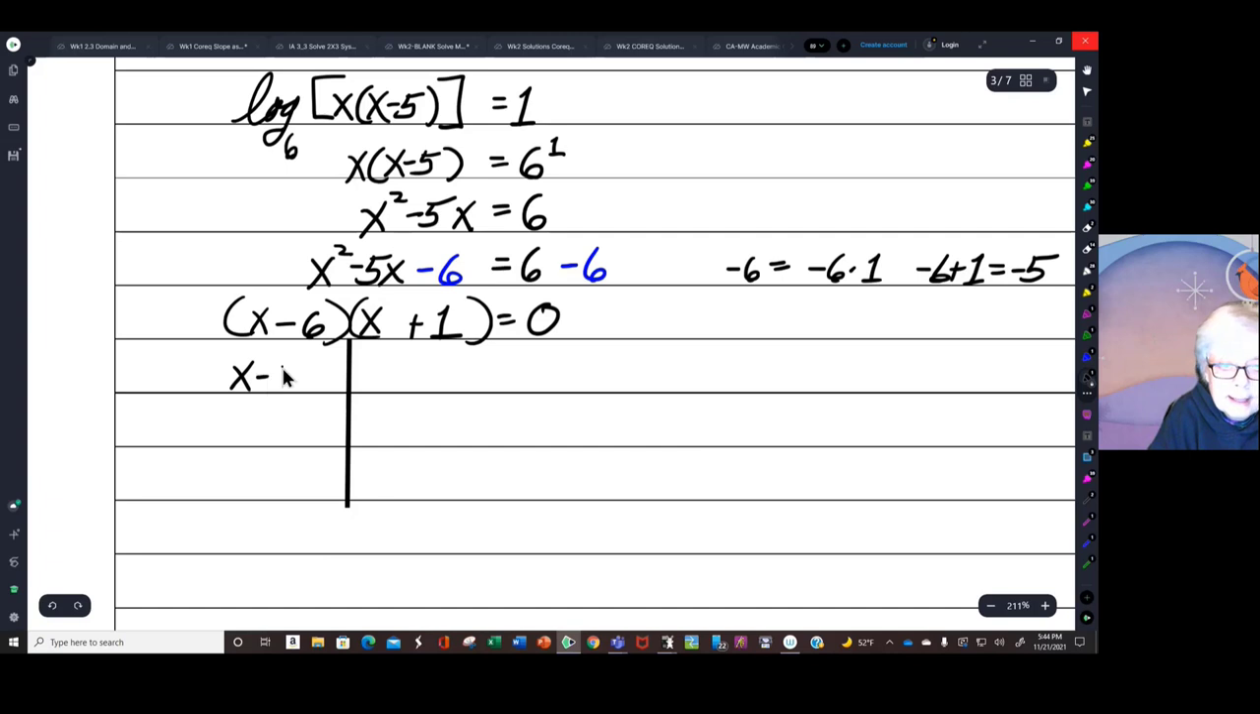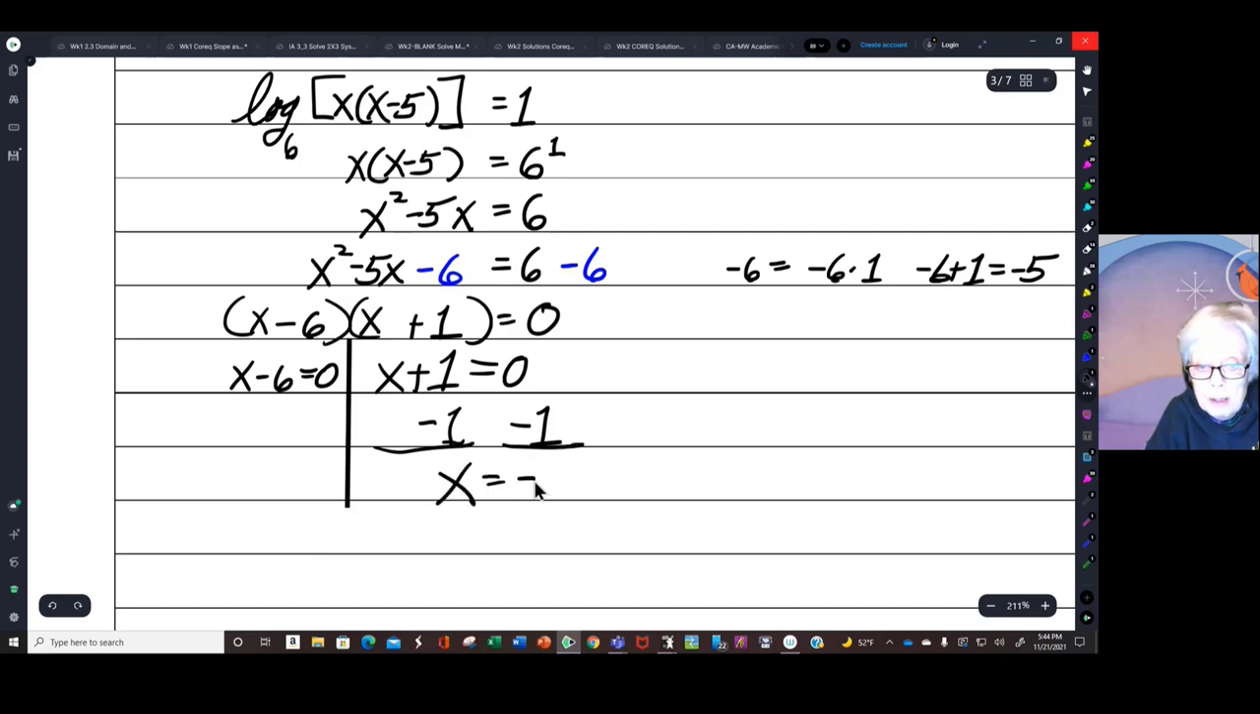X minus 6 equals 0. X plus 1 equals 0. You already know that's going to be defunct. Minus 1 minus 1, so x is going to equal negative 1. And that will not work. No, no, no.